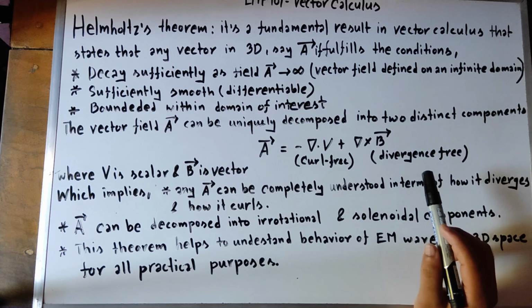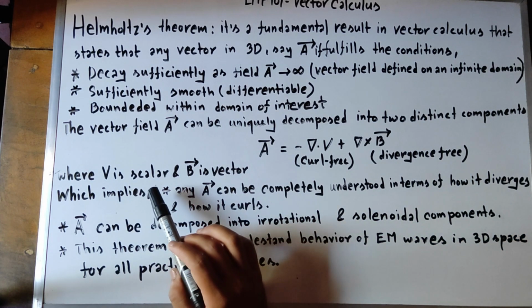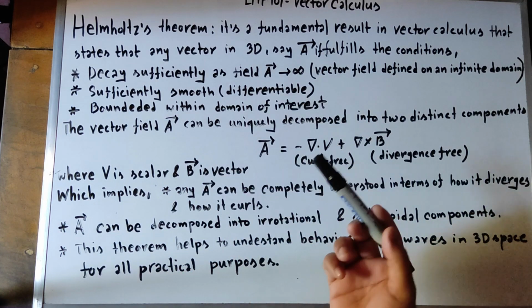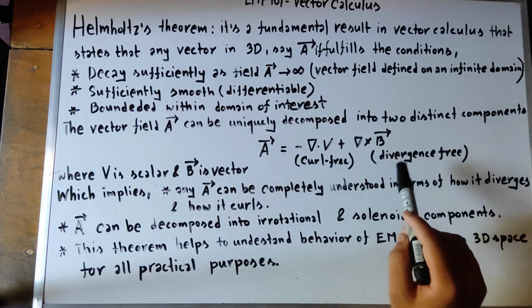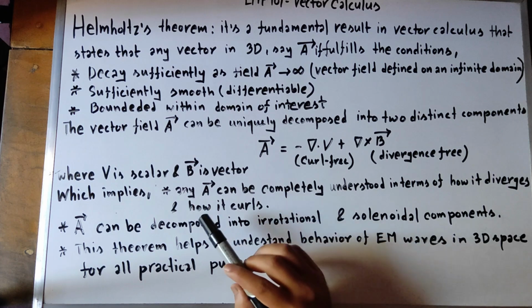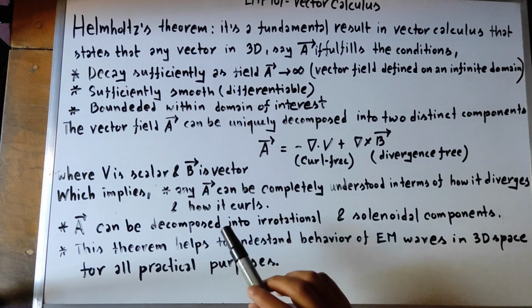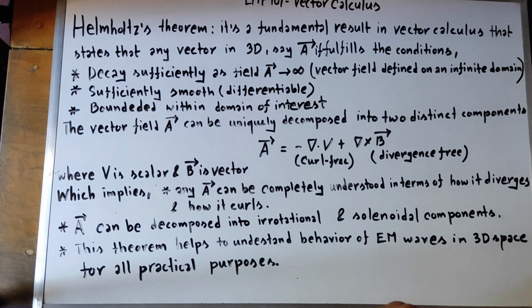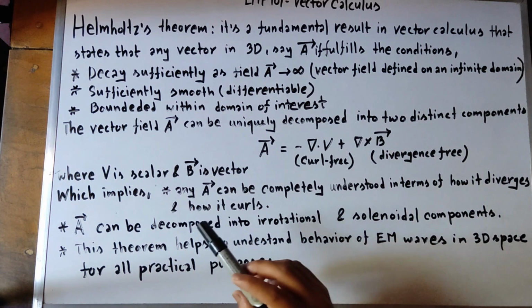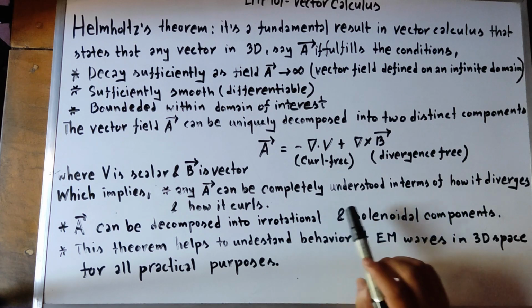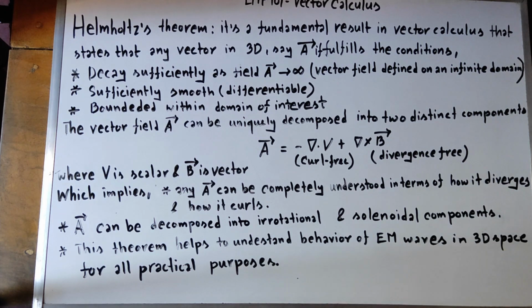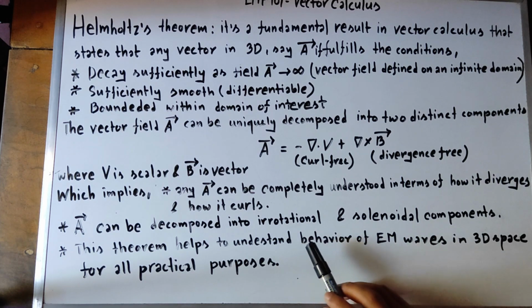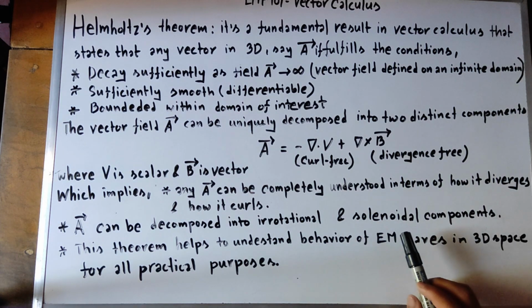It's really interesting. Here V is generally scalar, but it can also be a vector. This decomposition implies that any vector A, provided it fulfills the required conditions, can be completely understood in terms of how it diverges and how it curls, and vector A can be decomposed into a rotational or conservative part and a solenoidal part.